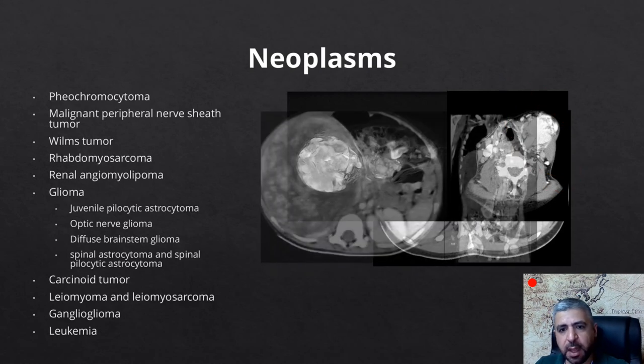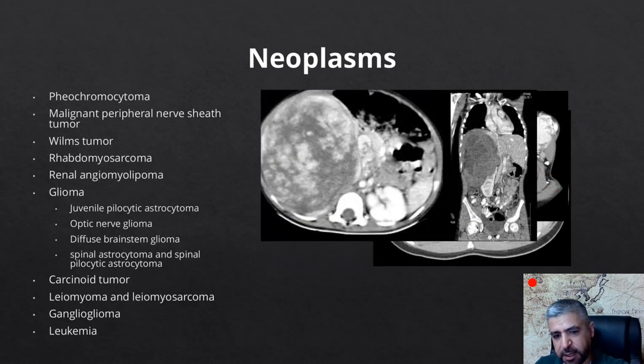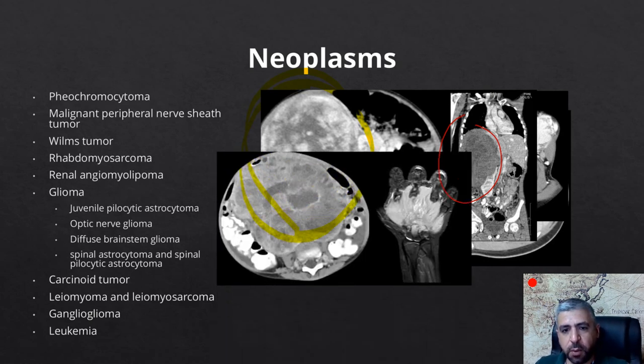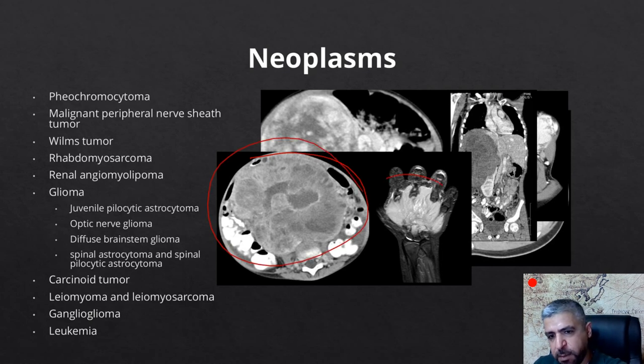Also, we have Wilms tumor, which is basically a tumor of the kidney. You can see this big Wilms tumor here, usually in the pediatric age group. Again, we have rhabdomyosarcoma, a malignancy of the muscles. For example, here in the abdomen and here in the hand, you can see rhabdomyosarcoma tumors.